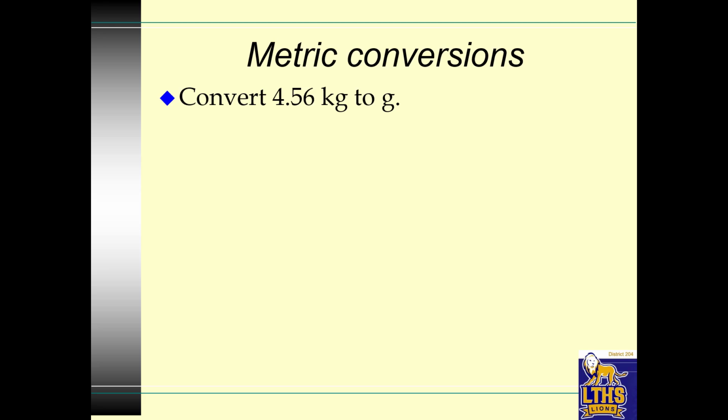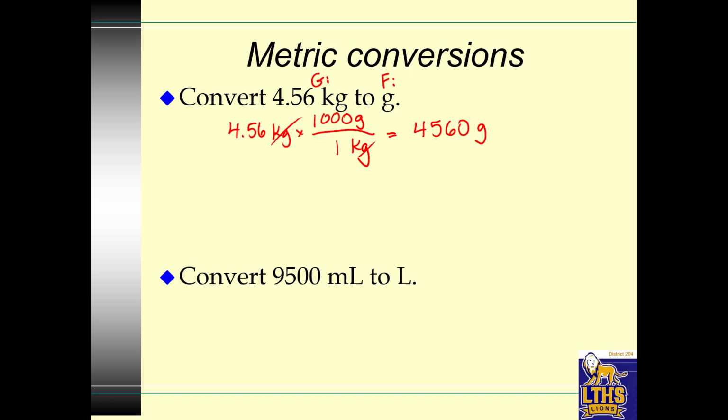Okay. Metric conversions are the same kind of concept, but we're using metric units. So we want to change 4.56 kilograms, that's given, and find out how many grams that is. So we start with the given 4.56 kilograms times, well, I want to get rid of kilograms and change it to grams. And then I have to say to myself, what's bigger? I know a kilogram's bigger, and there's 1,000 grams in a kilogram. So I know there's 4,560 grams in 4.56 kilograms.